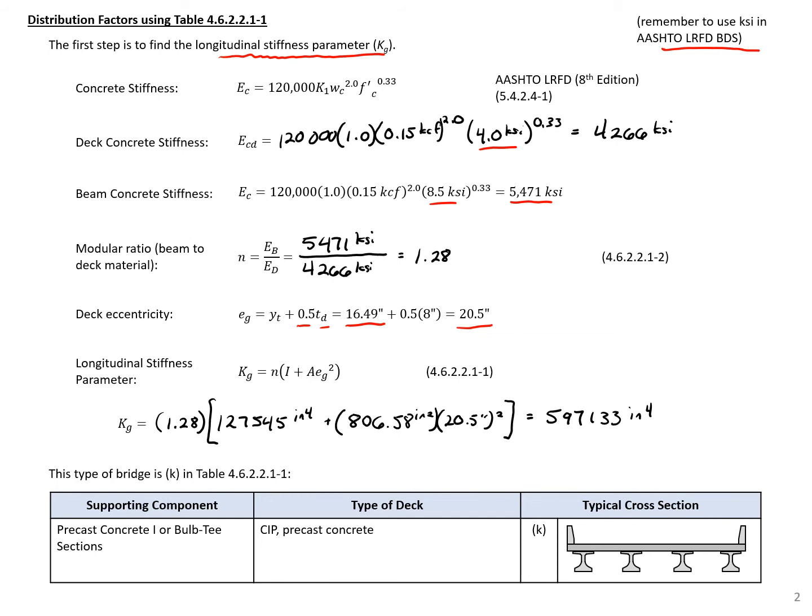Next, we need to determine what type of bridge to use for our distribution factors. So we can go to our table from AASHTO 4.6.2.2.1-1 and look for our typical cross section. Here we have precast concrete bulb T section with a cast in place deck. So we have a type K bridge. So this is what we'll use to define our distribution factors.